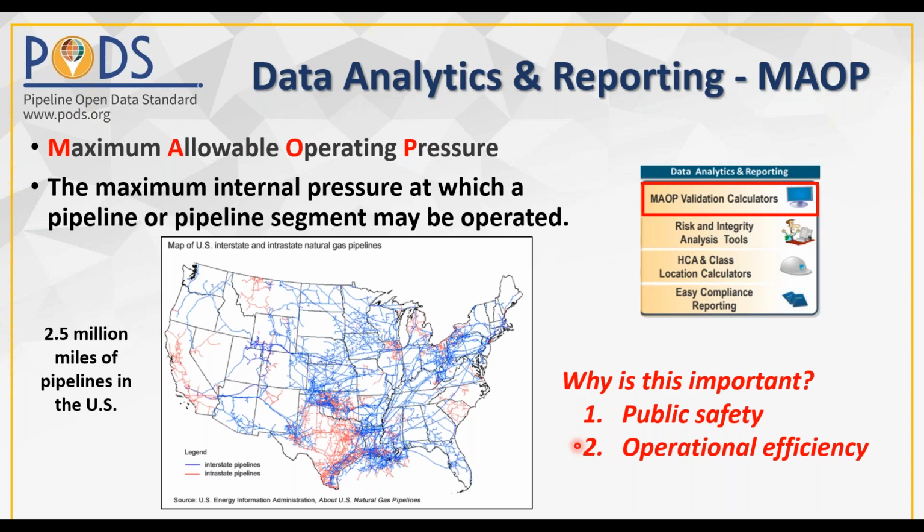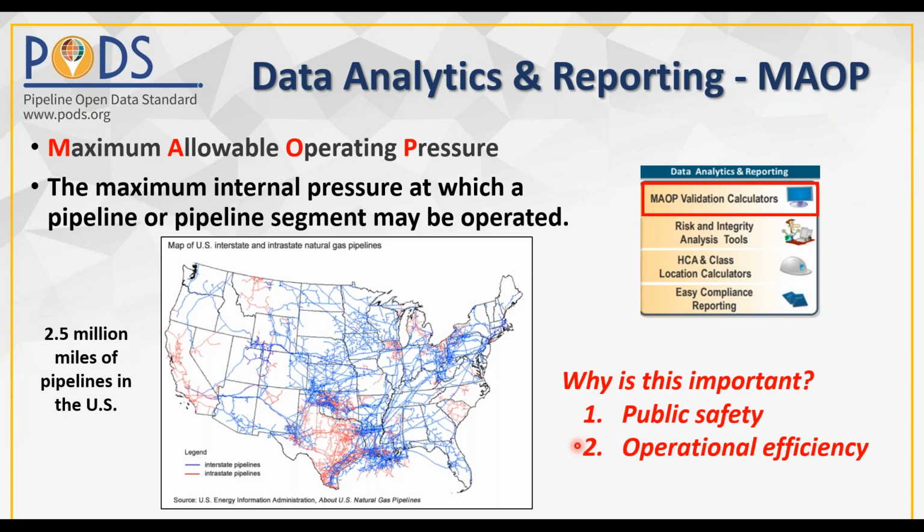So MAOP in this instance is what we call the maximum allowable operating pressure that a pipeline is sanctioned to operate at. And that's going to vary depending on what the pipeline is made of, as well as the thickness of the pipeline, the diameter of the pipeline, and so on. So for all segments of pipeline, there's going to be a maximum allowable operating pressure set for that particular pipeline segment. So this is important.